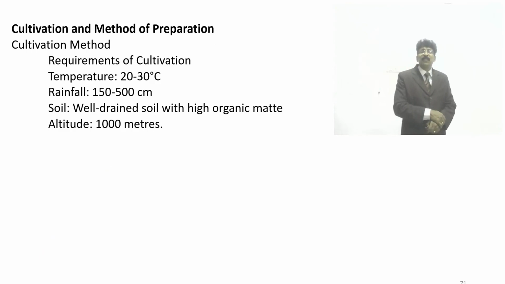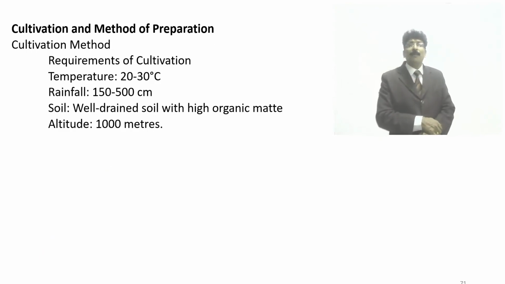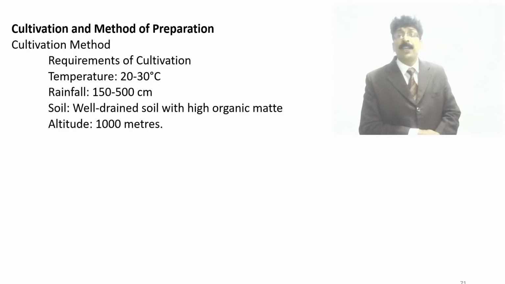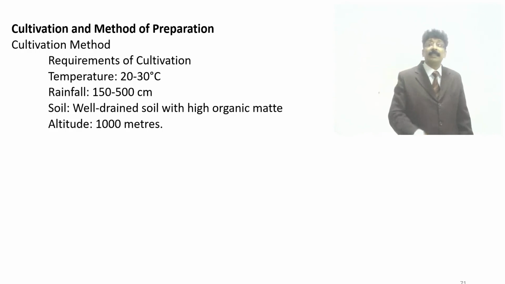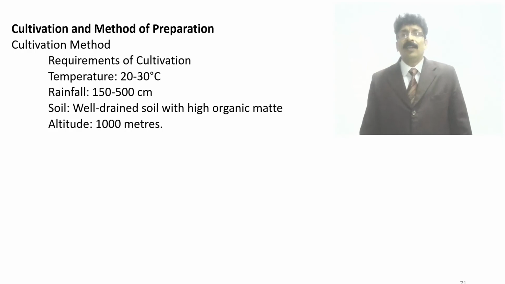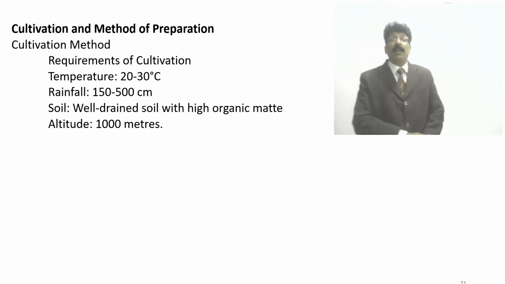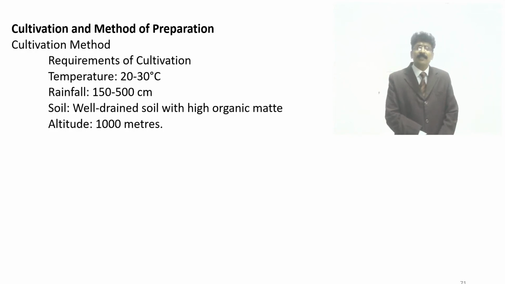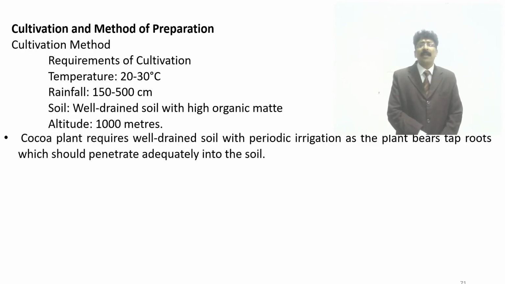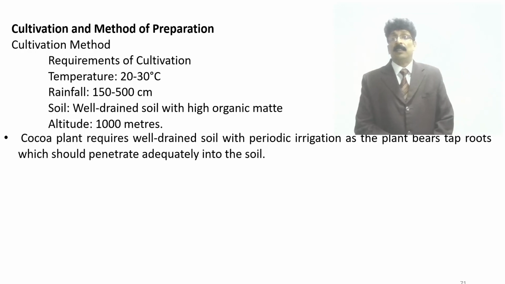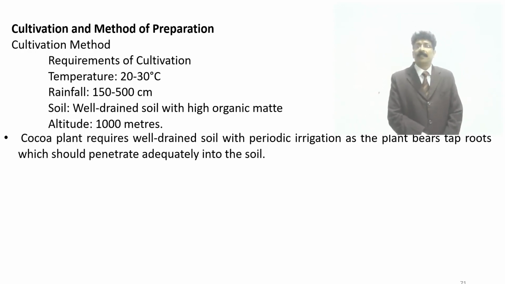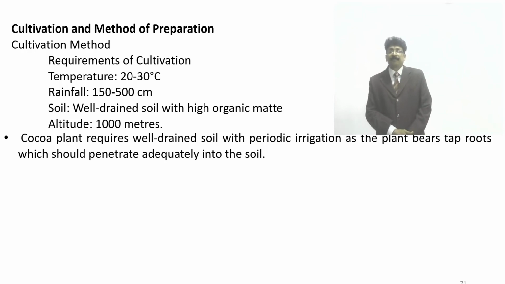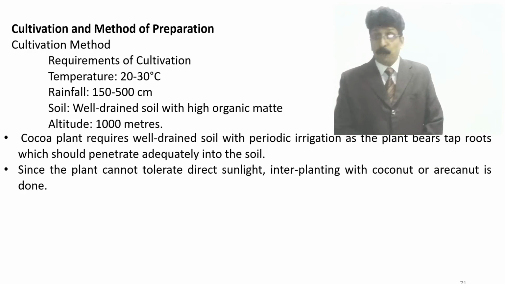Cultivation and method of preparation. Requirements of cultivation: temperature 20 to 30 degrees centigrade, rainfall 150 to 500 centimeters, soil well drained and high in organic matter, altitude 1,000 meters. The cocoa plant requires well drained soil with periodic irrigation, and the plant bears a taproot, which should penetrate adequately into the soil.